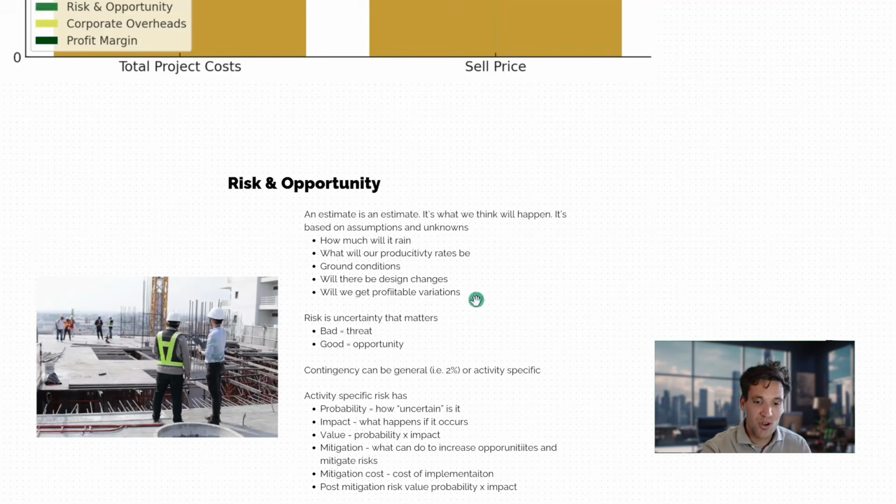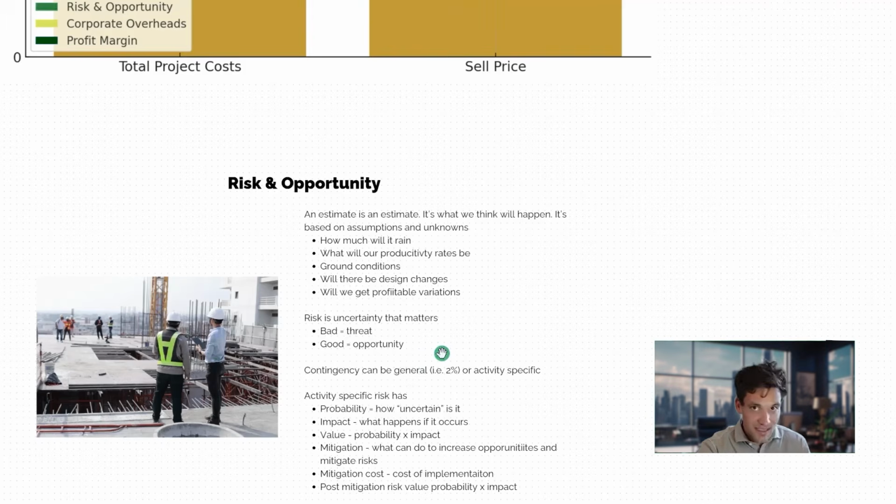outset of the project. We don't know how much it's going to rain. We don't know what those exact productivity rates are going to be, the exact ground conditions, if there's going to be design changes, or if our client's missed a whole lot of scope and is going to give us a whole lot of profitable variations. Risk and opportunity is the process through which we allow for uncertainty in our price.